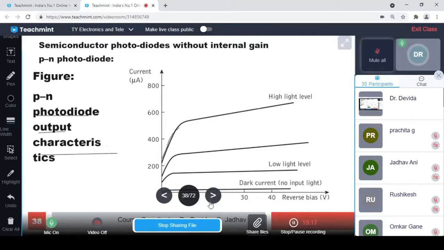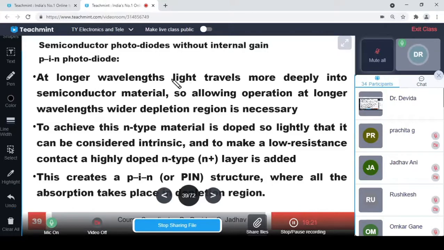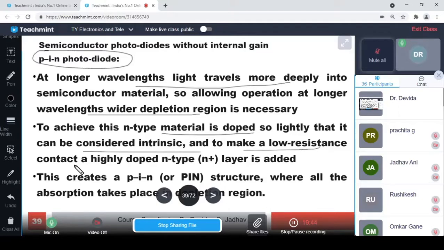So now this is the PIN photodiode. Longer wavelength light travels more deeply and absorption is weaker. Therefore, a much wider depletion region is necessary. To achieve that, the N-type material is doped so lightly that it can be considered intrinsic, and to make a low resistance contact, an N plus layer is also added.